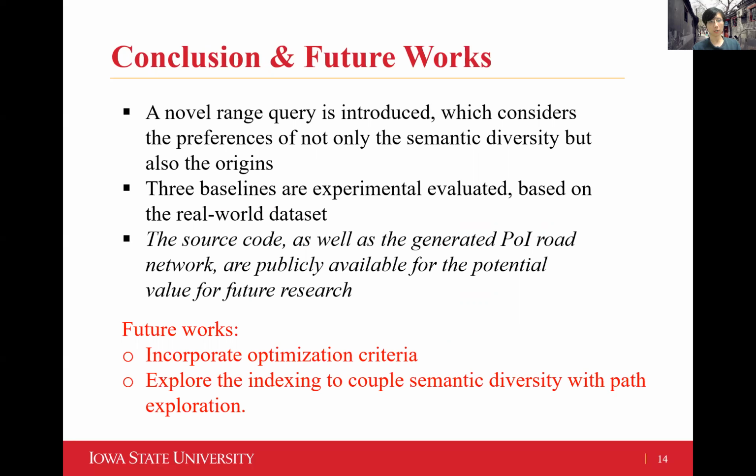To conclude, we introduce a novel range query in this work, which considers the preference, not only the semantic diversity, but also the origins. There are 3 baselines experimentally evaluated in this work based on a real-world dataset. All the source code, as well as the generated POI road network, are publicly available for the potential value for future research. Regarding the future work, we plan to incorporate optimization criteria like the distance, like the path length. We also want to explore some indexing to couple semantic diversity with the path exploration.